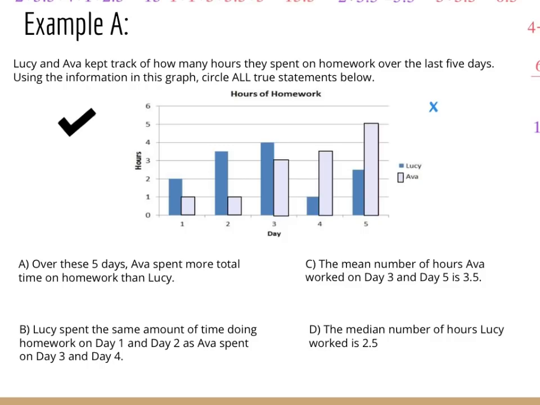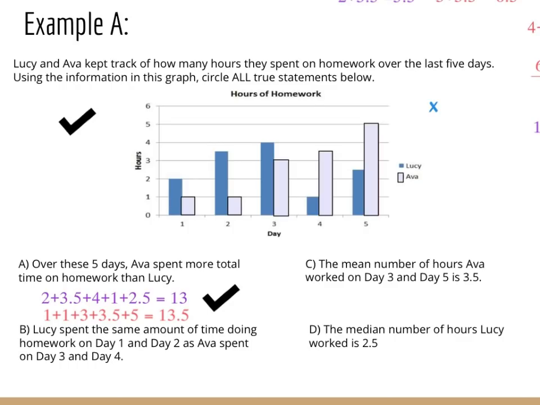Letter A says, over these 5 days, Ava spent more total time on homework than Lucy. So all we're going to do is add up each of their amounts, and whichever one has more, we'll be able to know our answer. So let's start with Lucy. We're going to add 2 plus 3.5 plus 4 plus 1 plus 2.5, and that gives us 13 hours of total homework. Now we're going to start with Ava, and again we're going to add up 1 plus 1 plus 3 plus 3.5 plus 5, and we get 13.5. So 13.5 is more than 13, so did Ava spend more total time on homework than Lucy? Yes, so this statement is true.